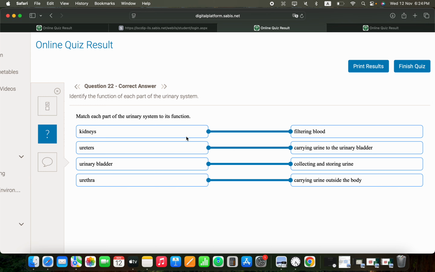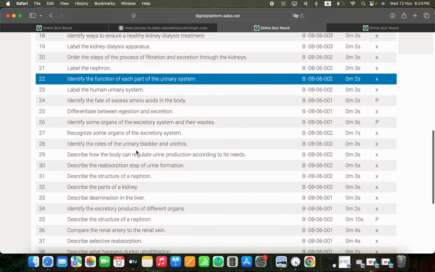This is quite easy. Of course, the kidneys filter blood. The ureters carry urine to the urinary bladder. The urinary bladder stores the urine for a while before discharging it. And the urethra carries the urine outside of the body. Okay.